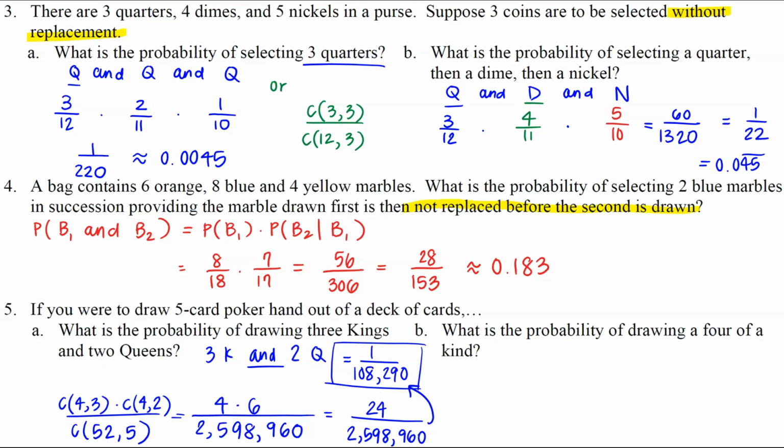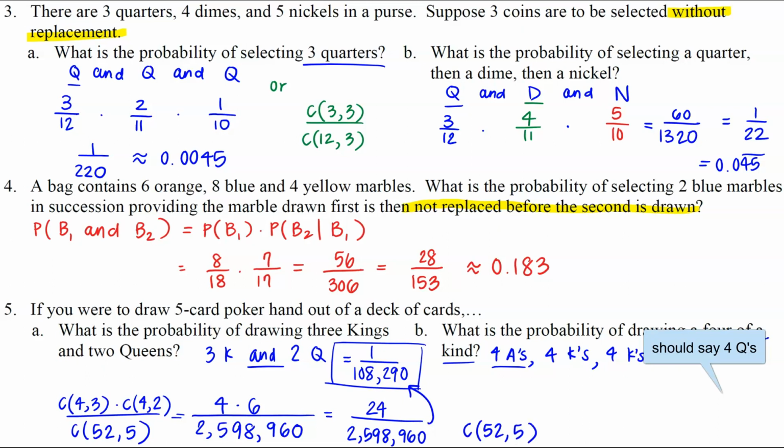For letter B, what is the probability of drawing a 4 of a kind? A 4 of a kind: 4 aces, 4 kings, 4 queens, etc. It's basically just getting 4 of the exact same card. So let's say that I want to find the probability of getting 4 aces. It would be the same denominator, the combination of 52, 5, because I'm still trying to find a 5-card poker hand. And in my numerator, it would be the combination of 4, 4. Of the 4 aces that I have, how many different ways can I select 4 of them? However, this would not be my final answer.